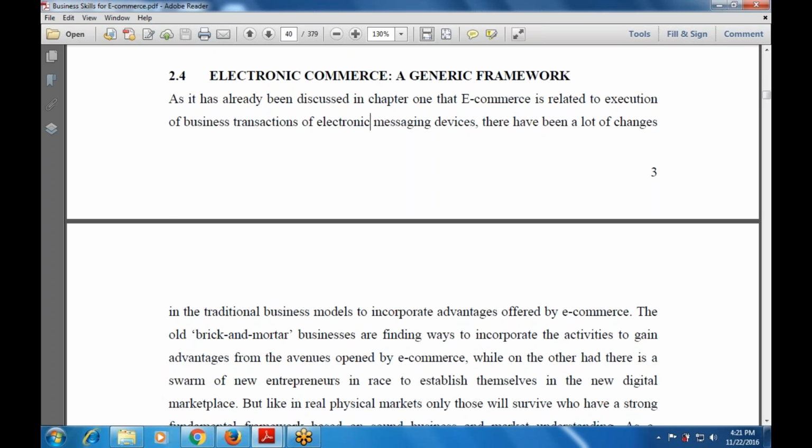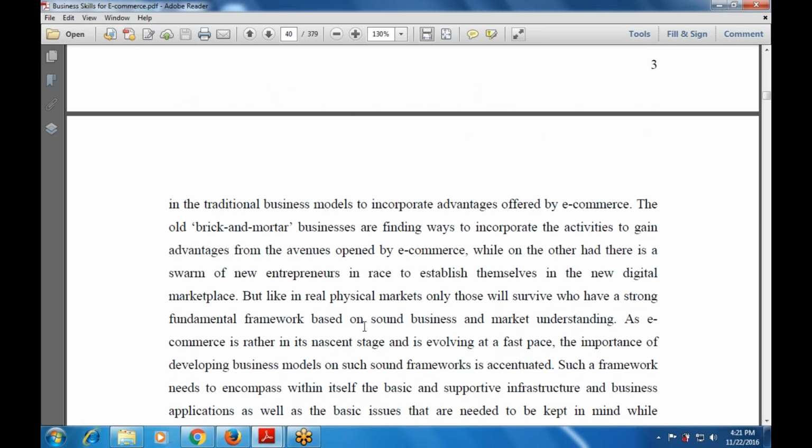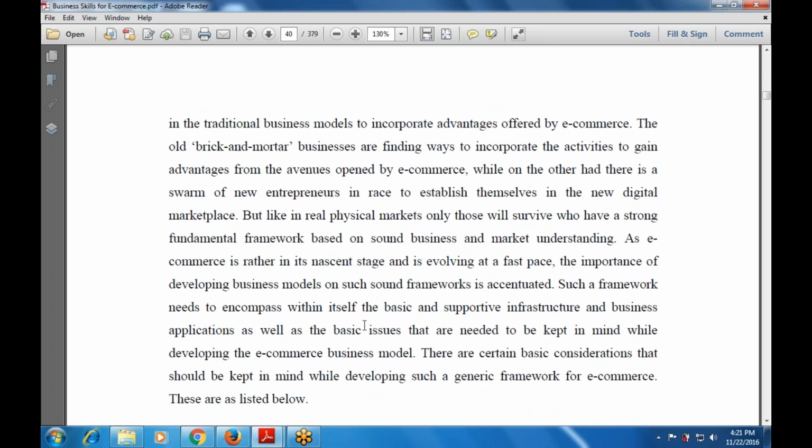to incorporate the advantages offered by e-commerce, and brick and mortar businesses are finding ways to incorporate these activities to gain the advantages from e-commerce. We can say, developing the importance of the business model, how it is used, why it is used, and what are the various supportive infrastructure and business facilities applications that are used, with the basic issues that are kept in mind while developing the e-commerce business model.